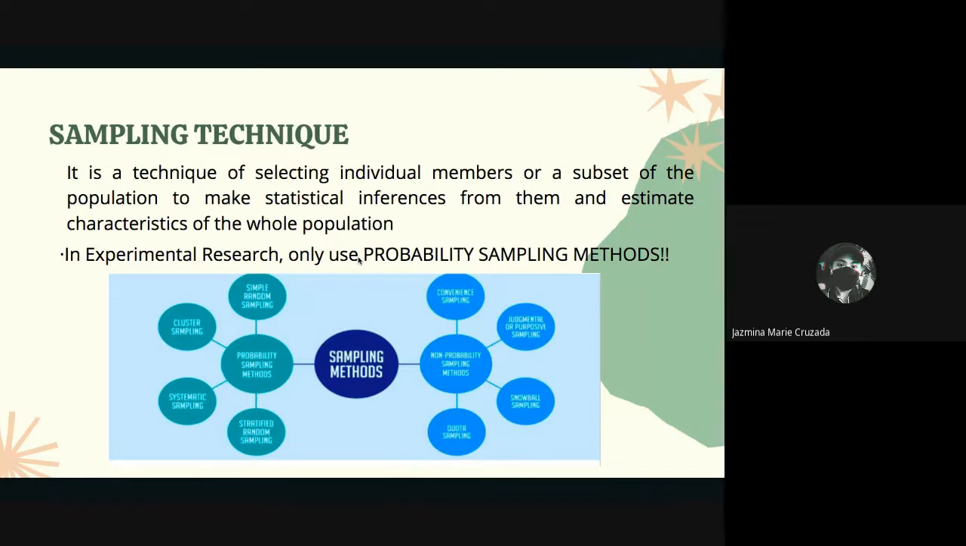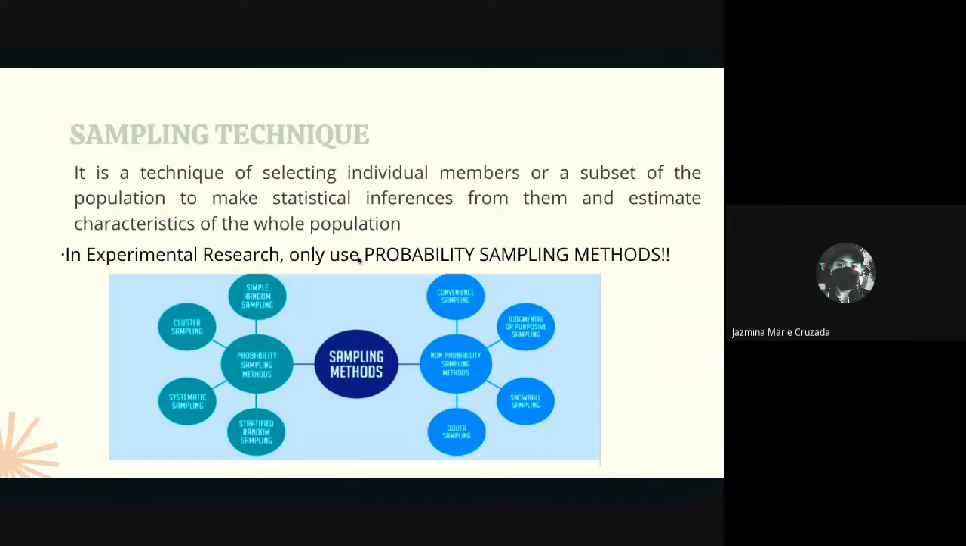The sample, of course, must be representative of the population, so it must share the same characteristics as your population of interest. In experimental research, only use probability sampling methods. So you must only use probability sampling. Here is an example of different probability sampling methods.